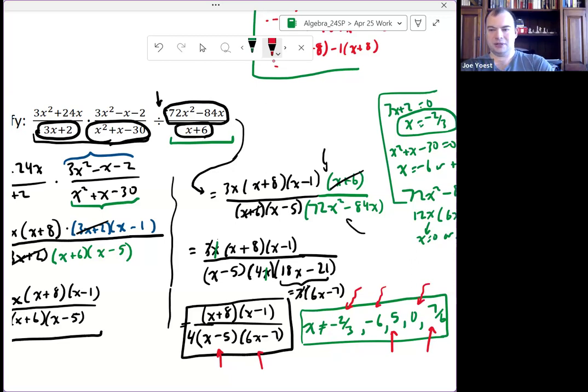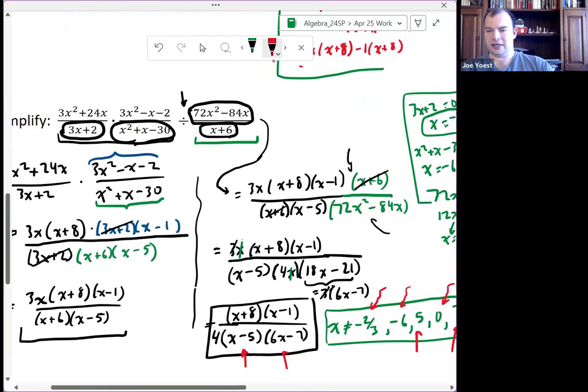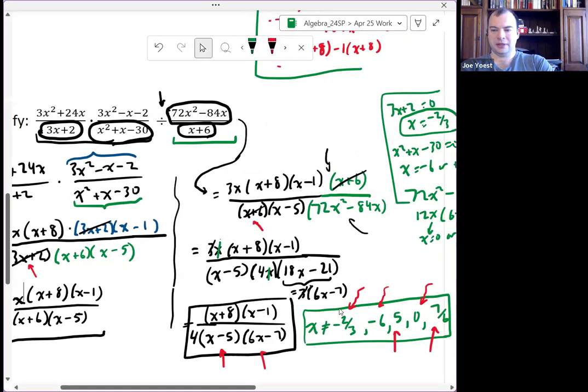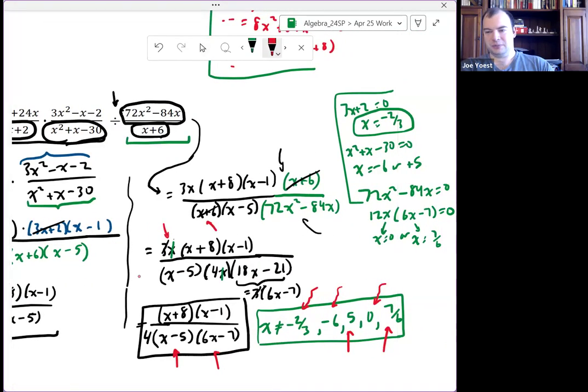But we lost along the way with dividing things out, we lost the information that x cannot be negative 2/3, negative 6, or 0. When we divided out x plus 6, we lost the it cannot be negative 6 piece of information. When we divided out the 3x plus 2, we lost the negative 2/3 restricted value. And when we divided out the x, we lost the x equals 0 restricted value. So dividing things out lost some of that information for us. So we had to be careful to, in a sense, add it back in.